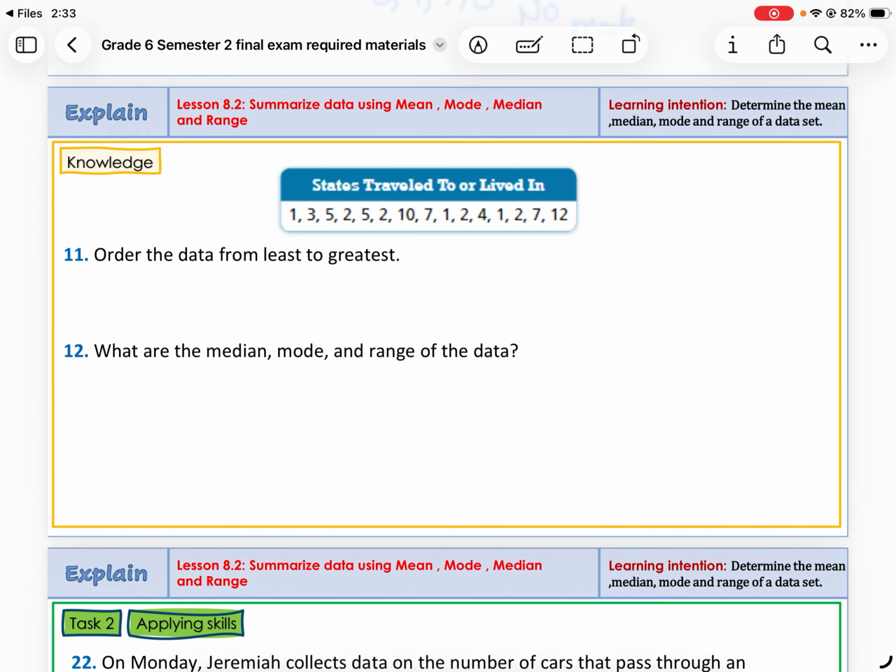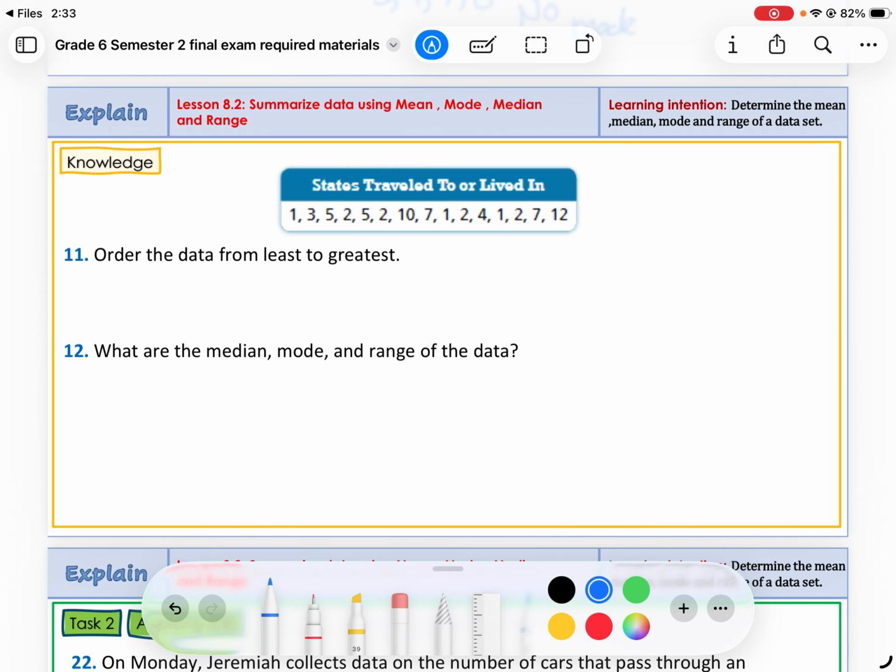Okay, I'm going to do one question with you now, you guys. So let's go. We have here states traveled to or lived in. I have this data set. The first question is asking me to order the numbers from least to greatest. I'm going to start with the least number.